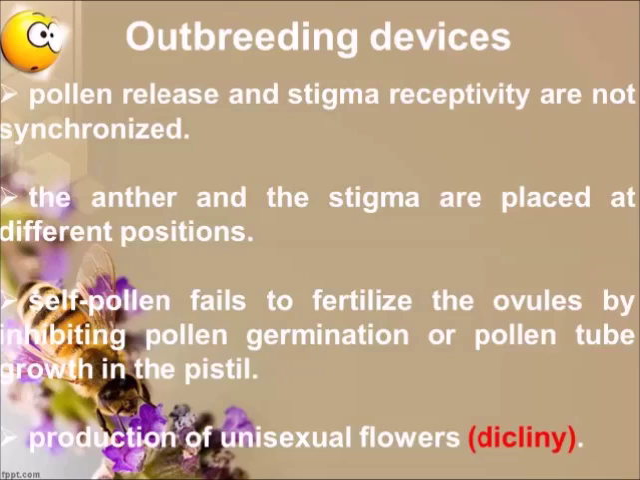Another device to prevent self-pollination is the production of unisexual flowers. If both male and female flowers are present on the same plant, such as castor and maize, it prevents autogamy but not Geitonogamy. In several species such as papaya, male and female flowers are present on different plants, that is, each plant is either male or female. This condition prevents both autogamy and Geitonogamy.